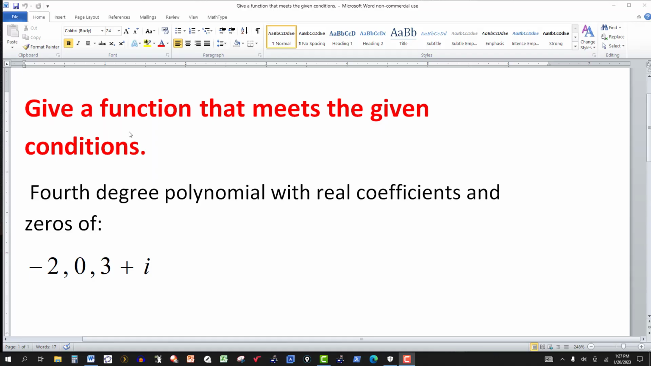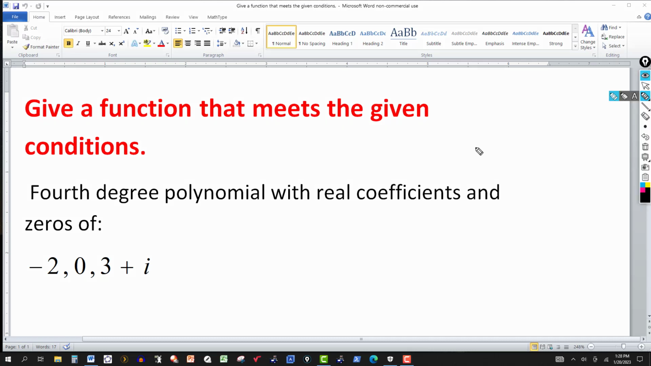In this video, we want to give a function that meets the given conditions. We're told that we have a fourth degree polynomial with real coefficients, and the zeros are given to be -2, 0, and 3 plus i. If you have a fourth degree polynomial, you expect to have 4 zeros. They could be repeated, but here they don't indicate that. So I have to have a fourth one.